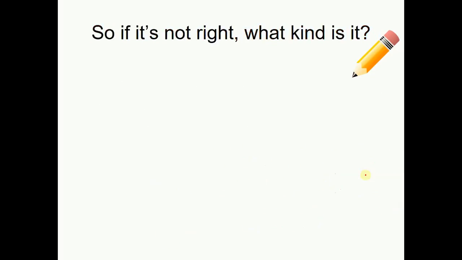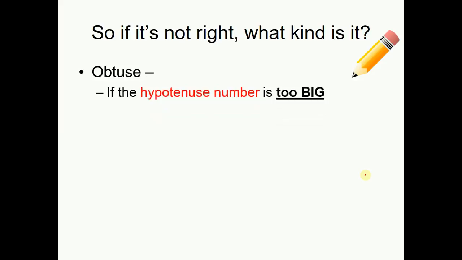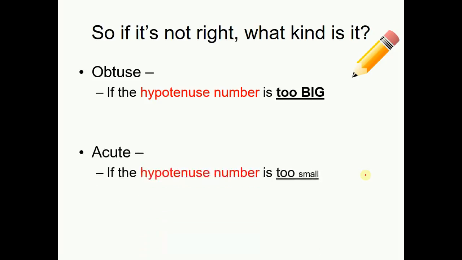Now, what if that's not going to be right? What kind is it? You will have an obtuse triangle if the hypotenuse number, the c squared, is going to be too big. Or the acute is when your hypotenuse number is too small.